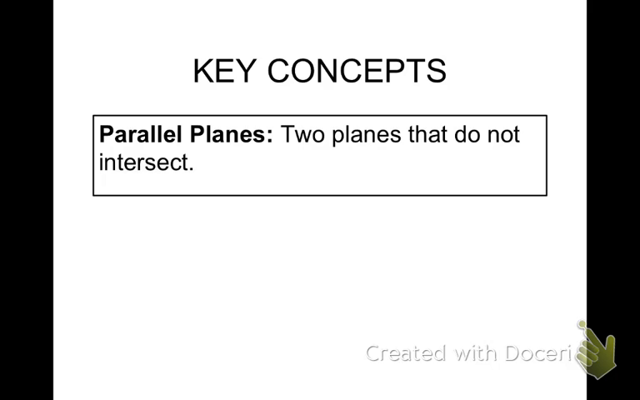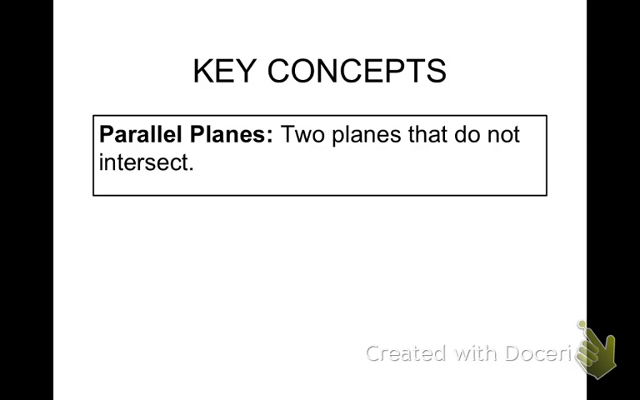So if I think about this box, which plane would be parallel to the top of the box? The bottom, right? Which plane would be parallel to the side of the box? The other side. Right? So those are my parallel planes. If I think about a line shooting off this edge of the box, it would also be parallel to this edge, right?